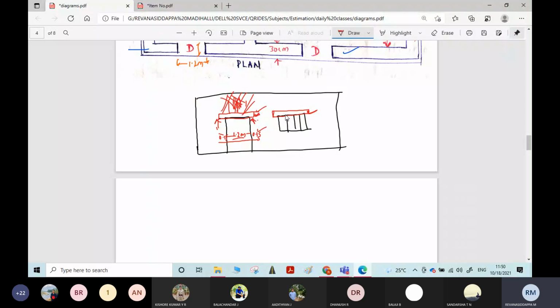Is that clear, students? Over the door opening, we will provide the lintel beam. We need to deduct the volume of that lintel beam as well in the total volume of the wall.